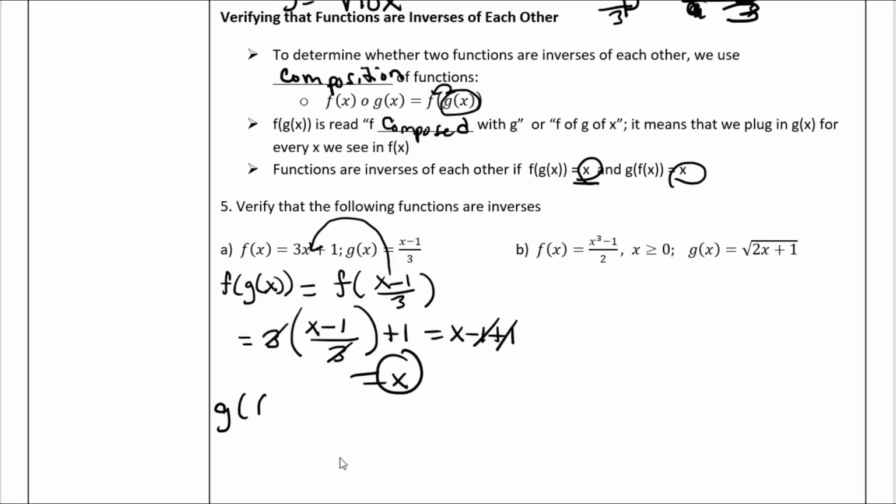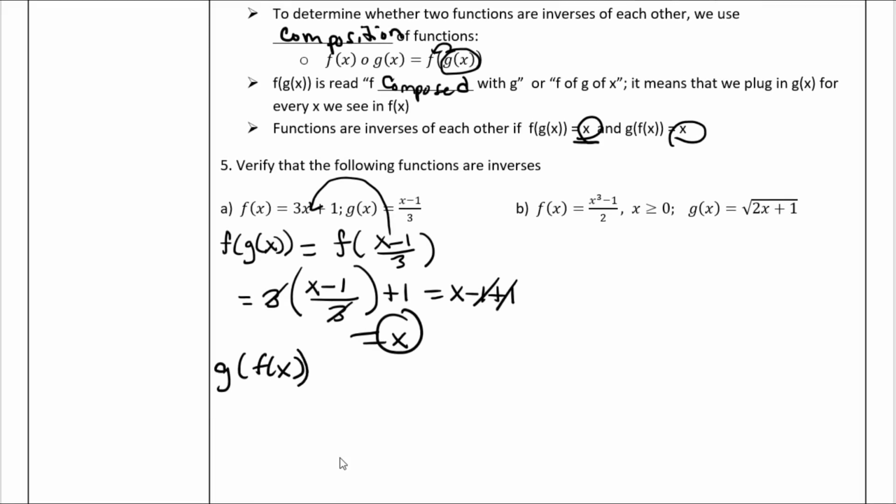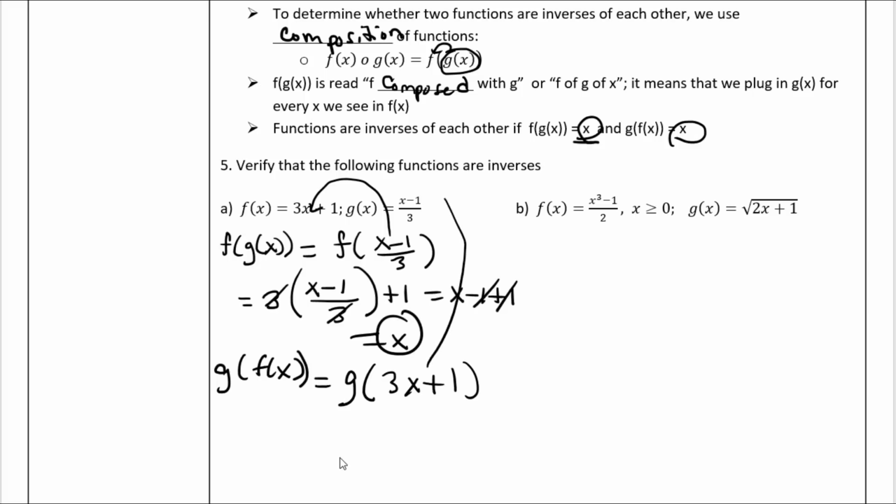So g of f of x. We know that f of x is 3x plus 1. So for every x we see in g, we replace it with 3x plus 1. So we have x minus 1, so that becomes (3x plus 1) minus 1, over 3. So this is the original x, and that original x got replaced with 3x plus 1.